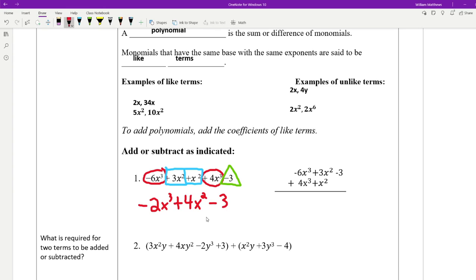So this creates a simplified polynomial. The proper way to read this is -2x cubed plus 4x squared minus 3.